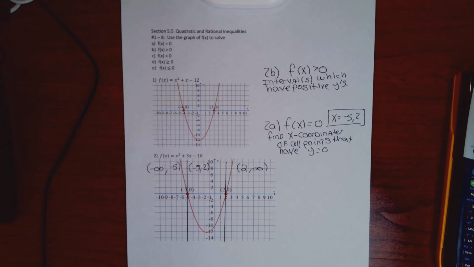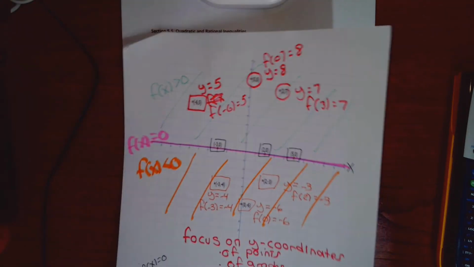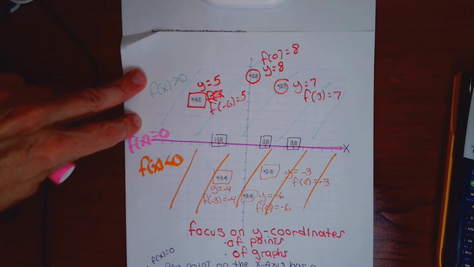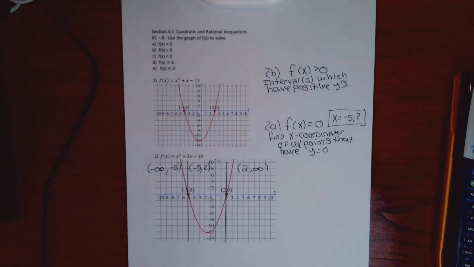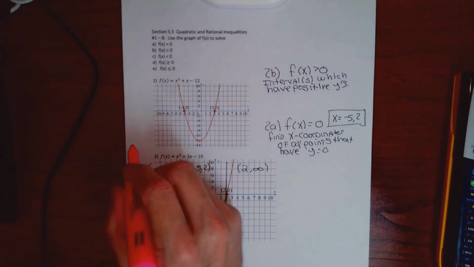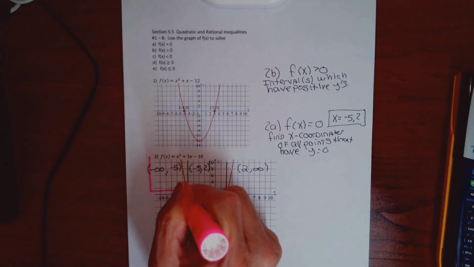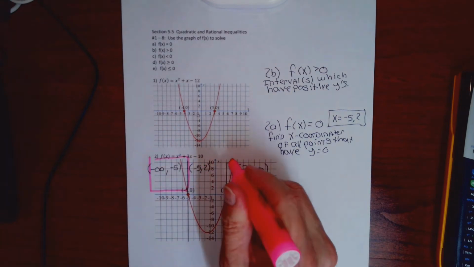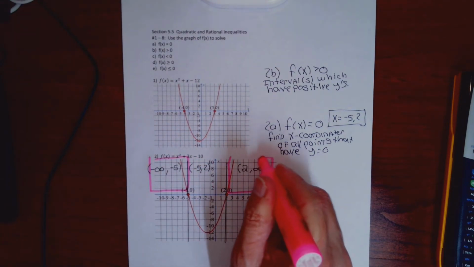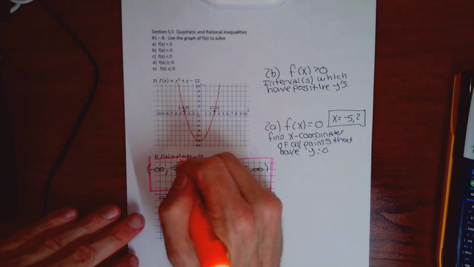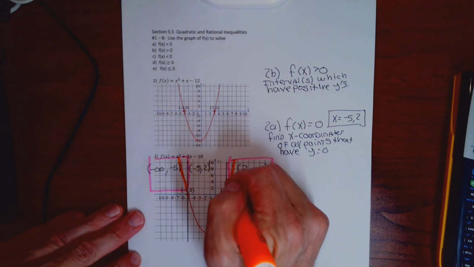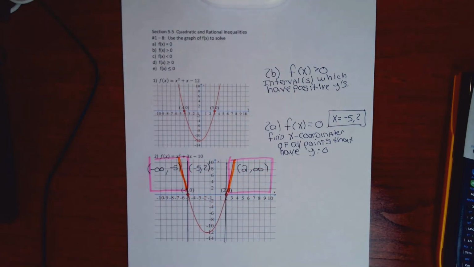I need to pick the intervals that have positive y's, and that's why I did this. Any point or region of the graph that's above the x-axis is going to satisfy f of x greater than 0. So my answer to problem 2b is going to be this region and this region, specifically because the graph shown in those regions is above the x-axis, and if a graph is above the x-axis, it has positive y's, or its y's are bigger than 0.